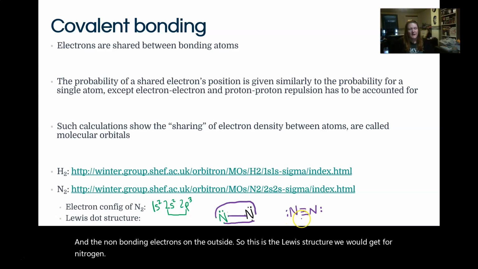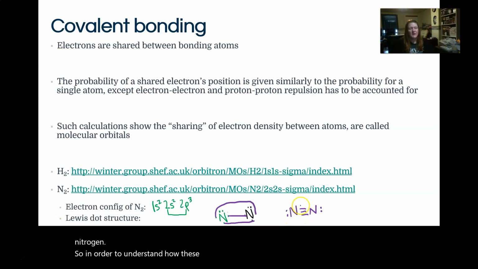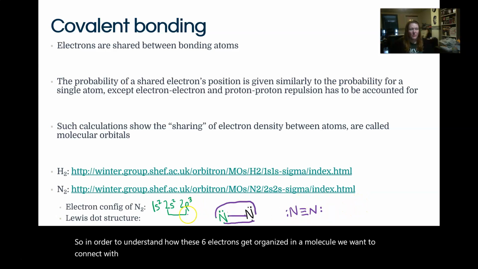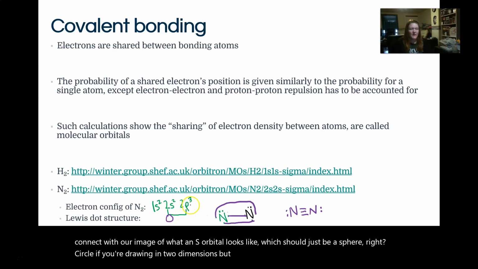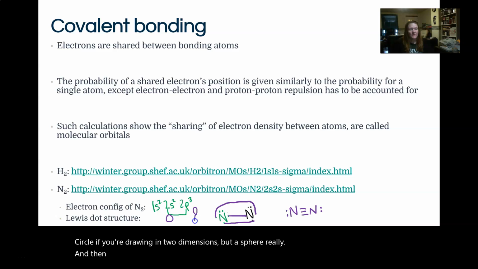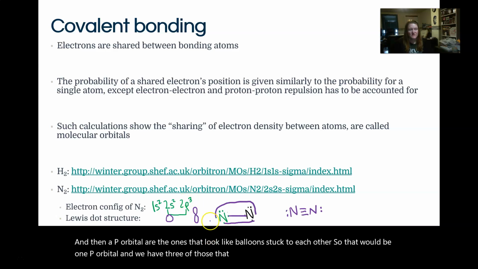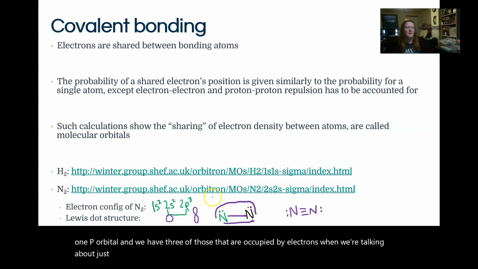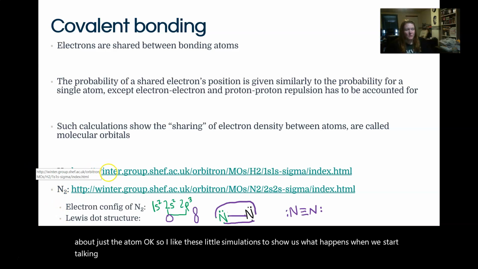So in order to understand how these 6 electrons get organized in a molecule, we want to connect with our image of what an s orbital looks like, which should just be a sphere, right? Circle if you're drawing in 2 dimensions, but a sphere really. And then a p orbital are the ones that look like balloons stuck to each other. So that would be 1 p orbital. And we have 3 of those that are occupied by electrons when we're talking about just the atom. Okay, so I like these little simulations to show us what happens when we start talking about molecular orbitals.